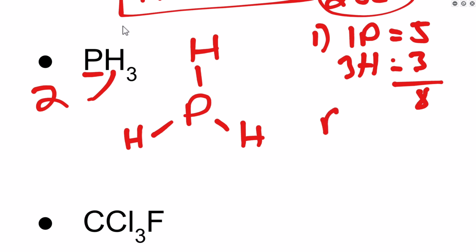If I look at phosphorus, phosphorus wants to have 8. If I look at the structure here, it already has 6 electrons attached. In order to have 8, we need to add 2 in order to make that happen.